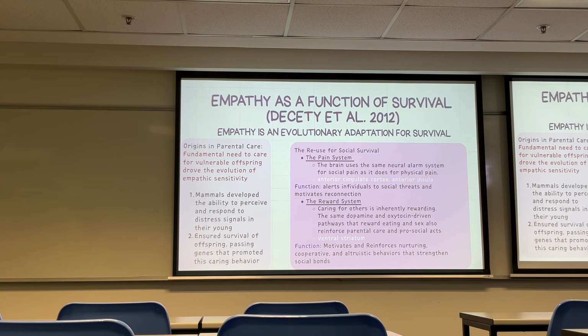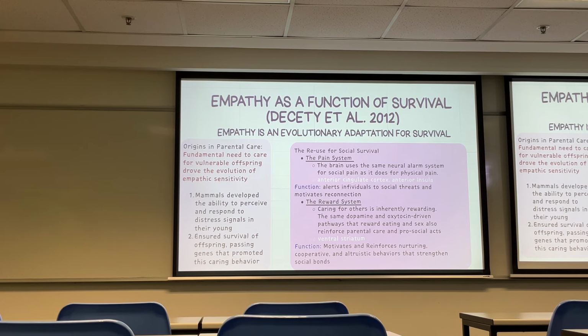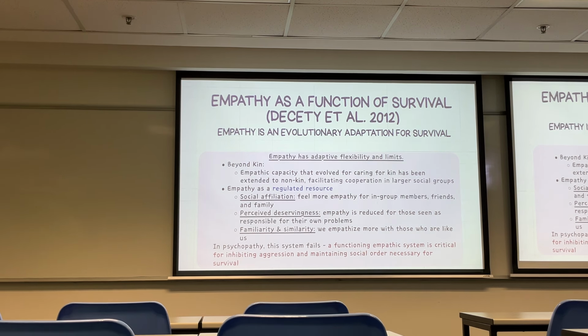In the pain system, it was found that the brain uses the same neural alarm system for social pain as physical pain. This was in the anterior cingulate cortex and anterior insula. In the reward system, the same dopamine and oxytocin-driven pathways for eating and sex also reinforce parental care and pro-social acts. This was found in the ventral striatum. This displays that empathy has adaptive flexibility and limits. Our capacity has evolved from just kin to non-kin.